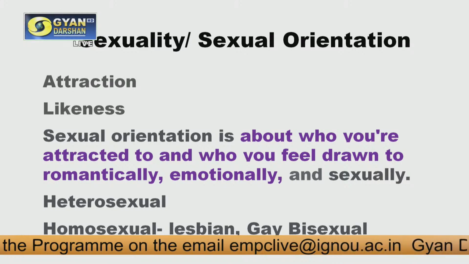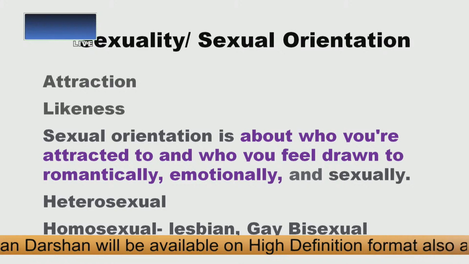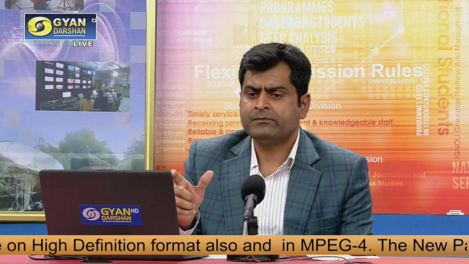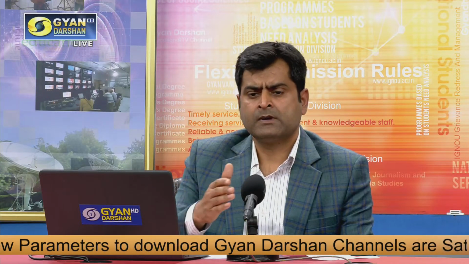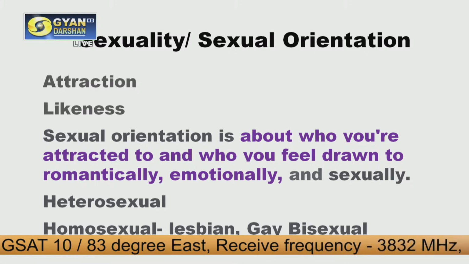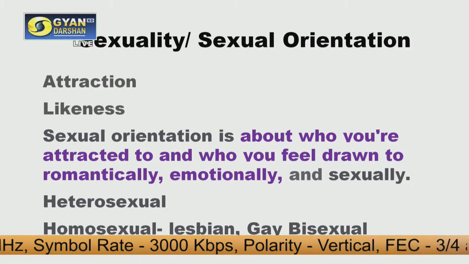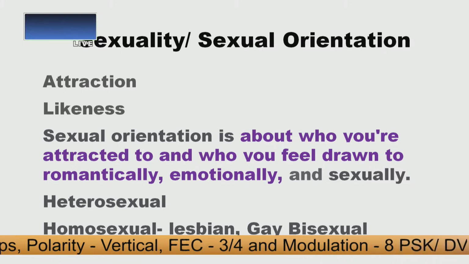Now coming to the third interrelated issue, which is sexuality or sexual orientation, where sex is biological and neutral, gender is socio-cultural and has a value-added orientation. Sexuality is different from sex and gender. Sexuality is something of feeling, of attraction, likeness, emotional attachment. Sexual orientation is about who you are attracted to, and who you feel drawn to romantically, emotionally, and sexually. So sexual orientation is a kind of sexual attraction towards a same-sex person or a person of a different sex.